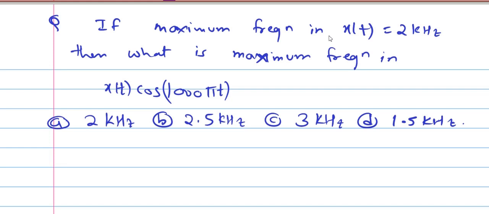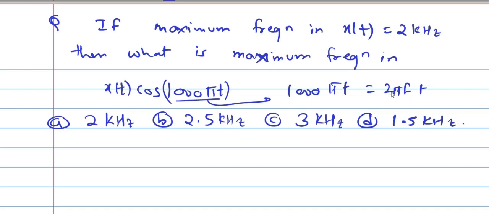Okay, this 1000 pi t has a frequency. Majority of the students are getting the answer. 1000 pi t equal to 2 pi f t. T cancels, pi cancels. f equal to 1000 upon 2, that means 500. f equal to 500, that means 0.5 kilohertz. And maximum frequency is x of t frequency plus this cos function frequency. So 2 kilohertz plus 0.5 kilohertz, that means the correct answer is 2.5 kilohertz.